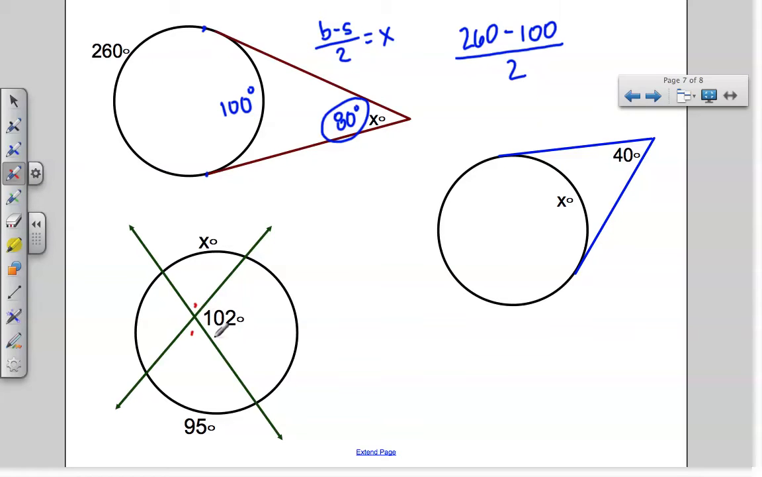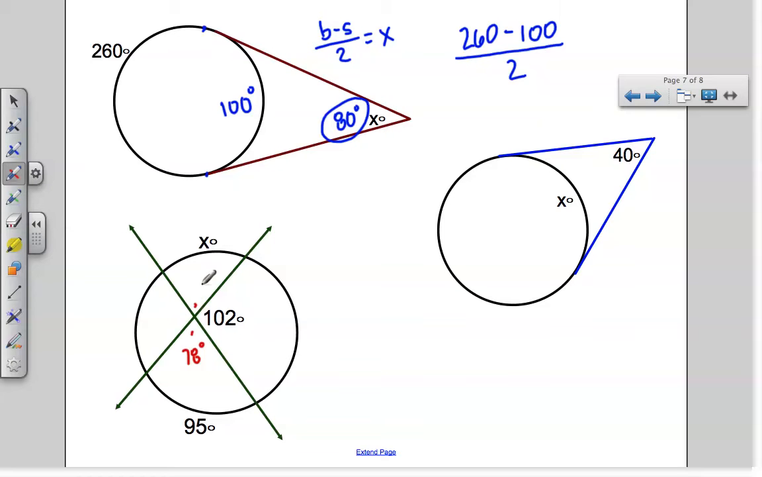Well, if this is 102 here, and I know that these are a linear pair, right? These would have to add up to 180. So I actually do know these angles in here. 180 minus 102 giving me 78 degrees.